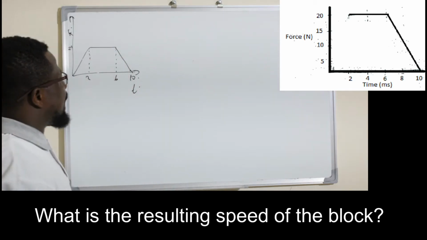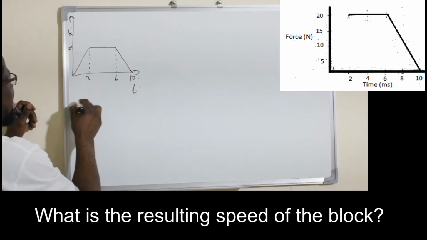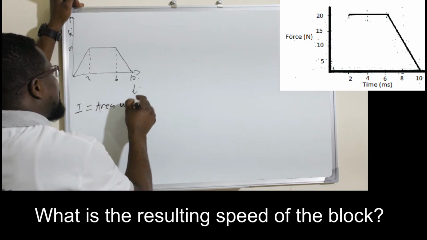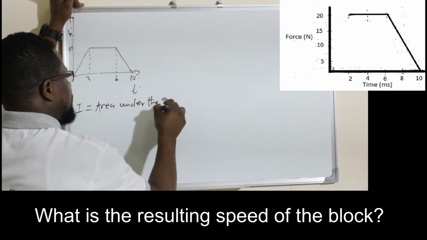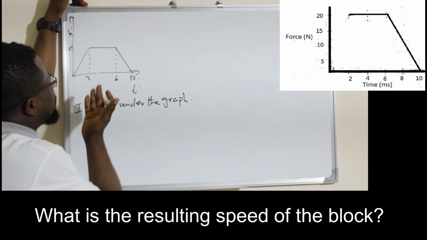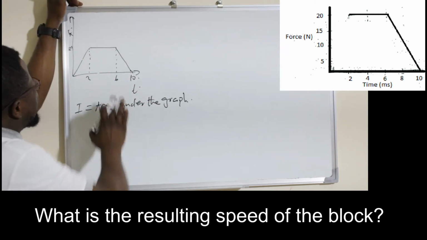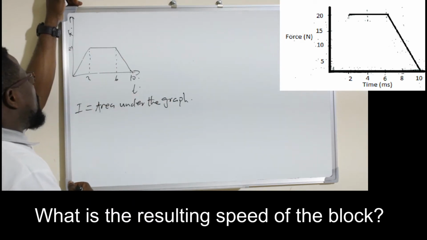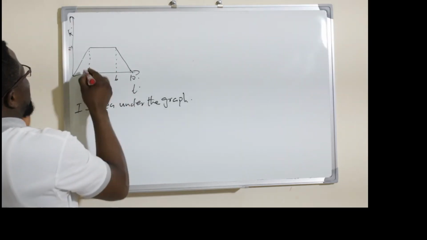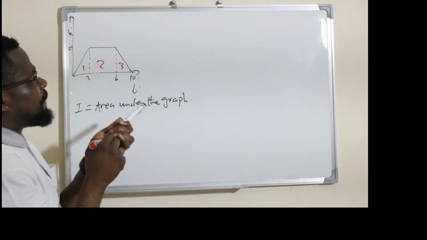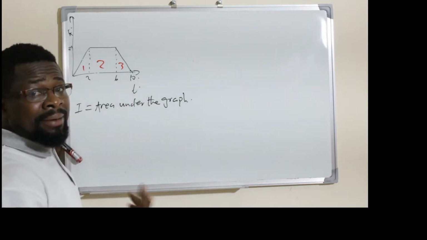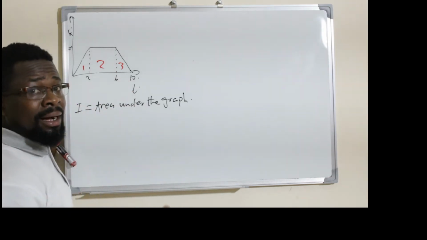If I want to find an impulse, I say that the impulse is simply equal to the area under the graph. And if I look at this shape, as I said, this is a trapezoid. But if I don't want to look at it from that point, I will look at it as three different shapes. So there should be 1, 2, 3. Shape 1 is a triangle. Shape 2 is a rectangle. Shape 3 is also a triangle.